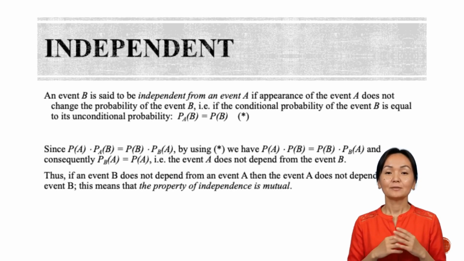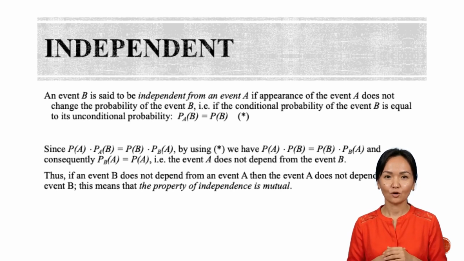Mathematically, this is expressed as the conditional probability of B given A being equal to the unconditional probability of B. We write this as P_A(B) = P(B). This condition means that the probability of B remains exactly the same regardless of whether A has occurred or not.